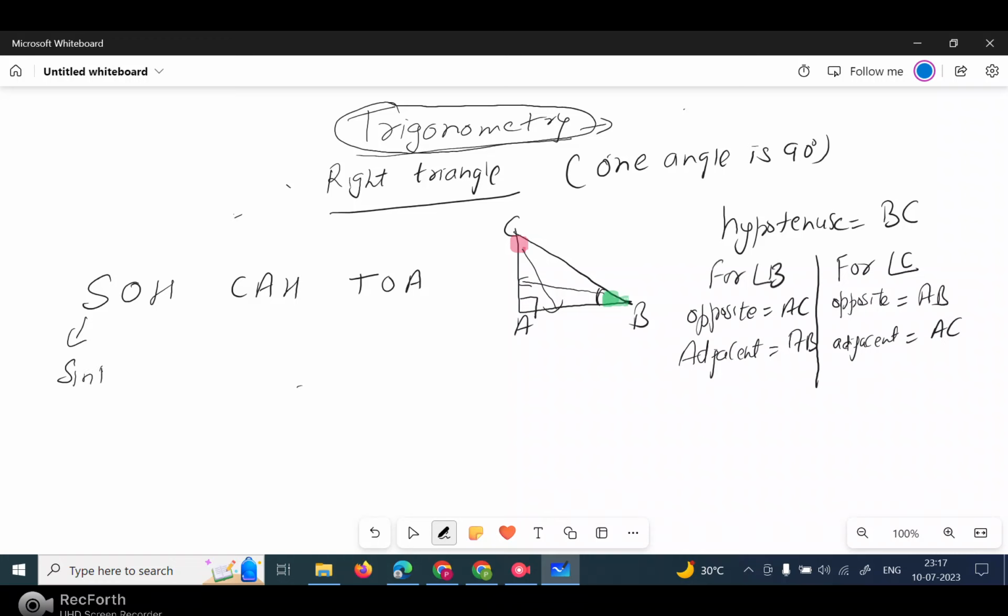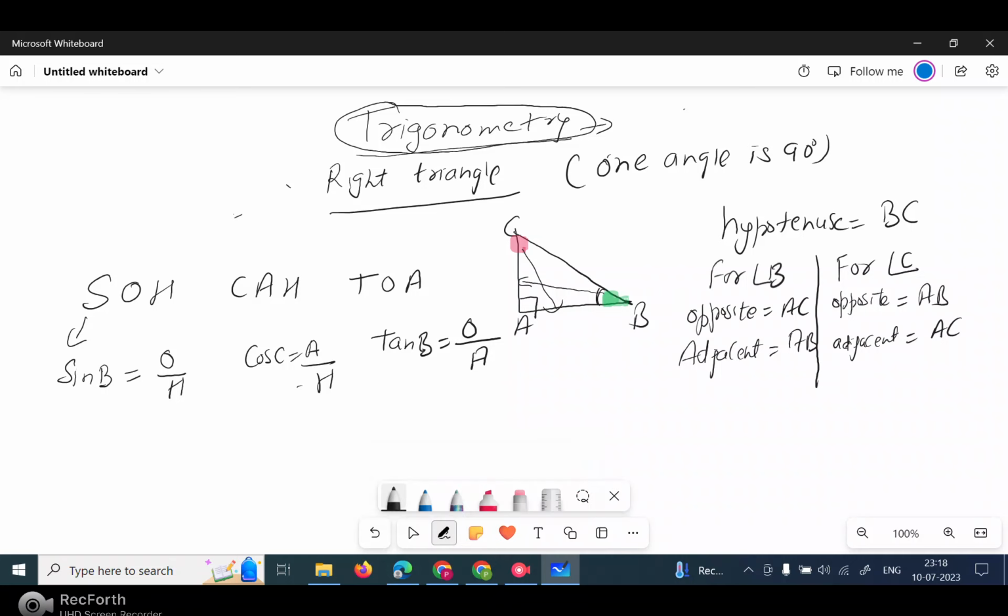If I say sine of any angle, if I say sine of angle B, it is going to be opposite divided by hypotenuse. If I say cos of angle C, again I will do adjacent divided by hypotenuse. If I want to find tan of angle B, I'll do opposite by adjacent. But you have to be very particular now.